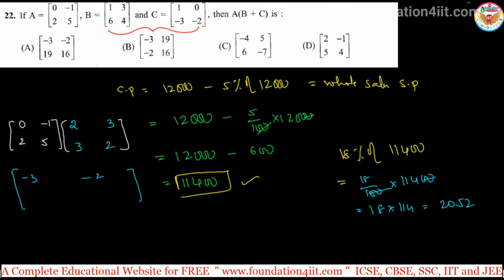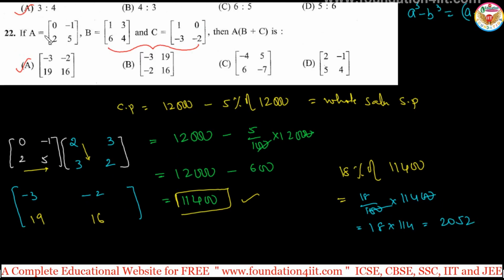Again now second row with the first column. 2 into 2, 4, plus 5 into 3, 15. So total 19. Again second row, second column. 2 into 3 is 6, plus 5 into 2 is 10. So 16. Minus 3, minus 2, 19, 16. So it's option A. Okay.